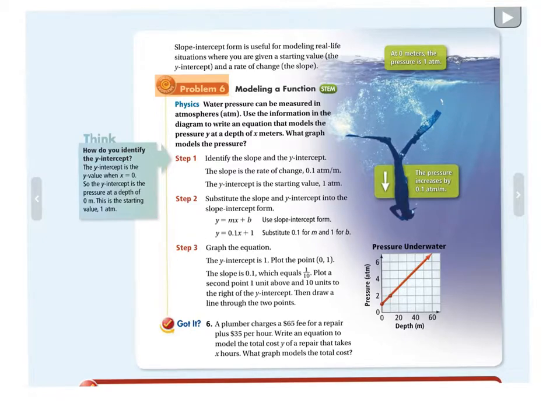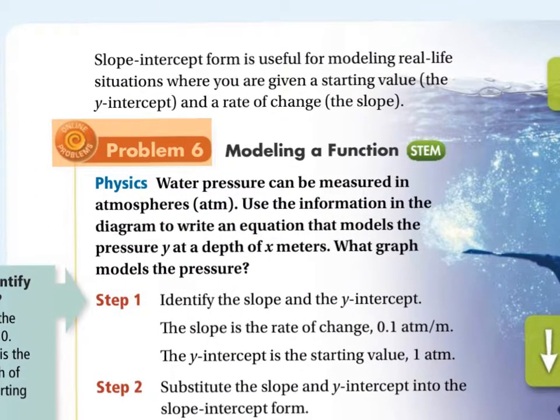So the next part, slope-intercept form, is useful for modeling real-life situations where you're given a starting value. A starting value, or an initial value, is the y-intercept, and the rate of change is the slope. So there are a lot of real-life applications we can use with this.